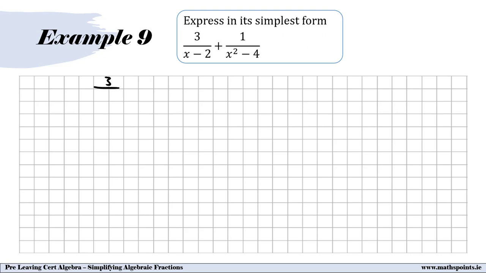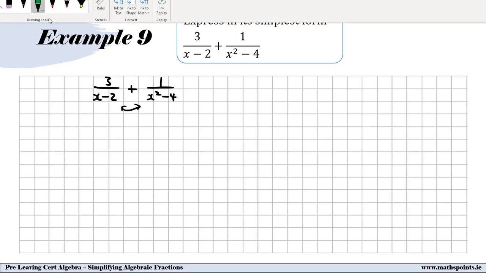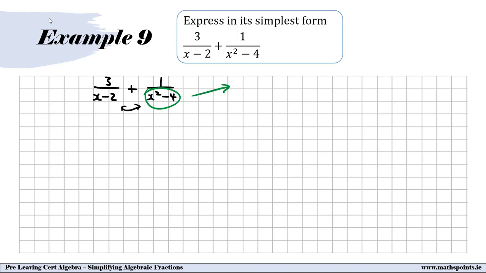So in this example, we have 3 over x minus 2 plus 1 over x squared minus 4. And we're going to extend the idea we used in the previous example, this idea that there may actually be a lowest common denominator in this question rather than just the product of the two terms. And so what I'm going to do is I'm going to factorize the bottom of the second fraction. Some people might have observed that x squared minus 4 is the difference of two squares. And so I'm going to factorize that separately over here on the side.